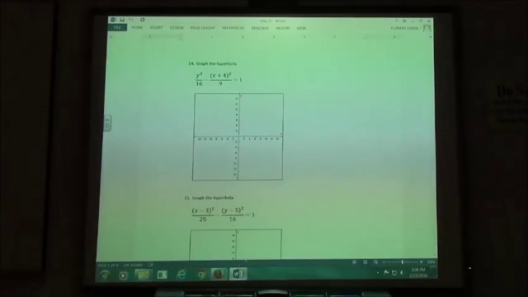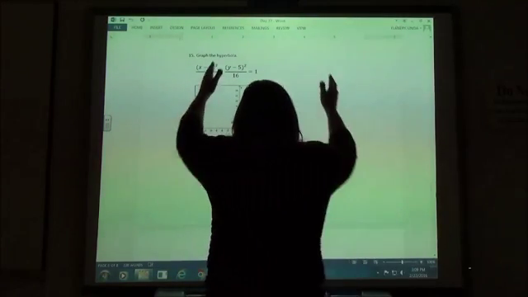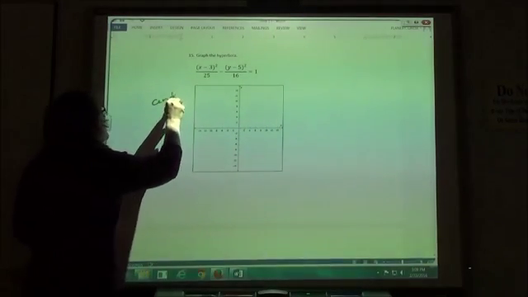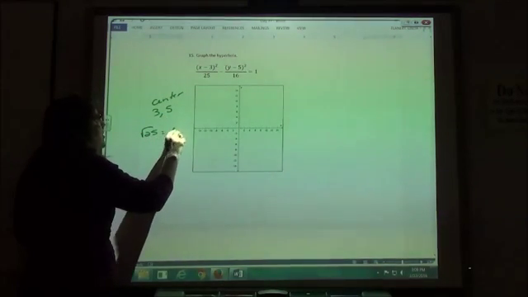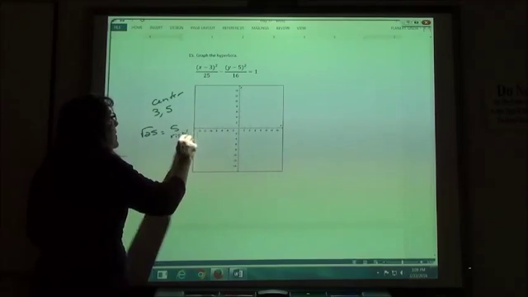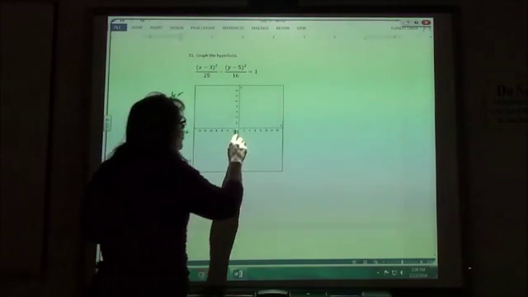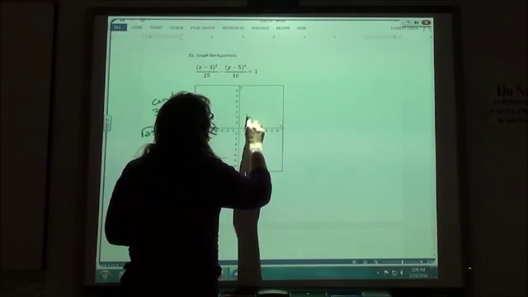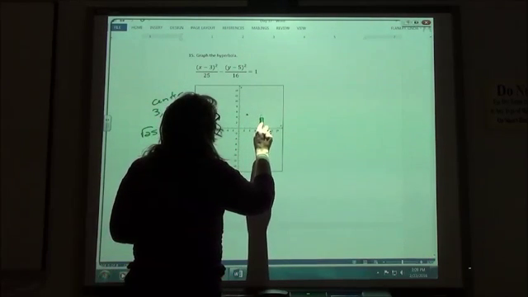So going back over here on number 15 on our notes, this one my x is first. So I know it's going to open up to the right and to the left. My center will be at 3, 5. Square root of 25 is going to be 5 to the right. Square root of 16 is going to be 4 up. So my center would be at 3, 5: 1, 2, 3, 4, 5. I'm going to go 5 to the right: 1, 2, 3, 4, 5.